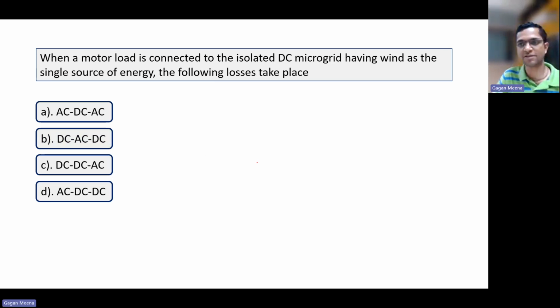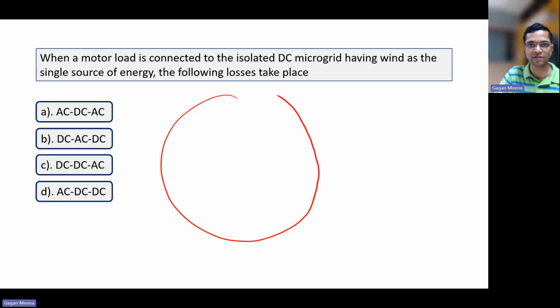Okay, same question now in a different way. Similar question, not the same. When a motor load is connected to an isolated DC microgrid, first of all, it's a DC microgrid, isolated. That means we have a DC bus here.